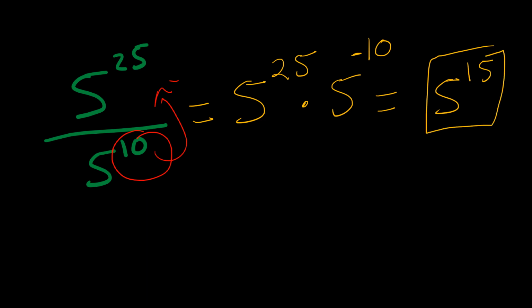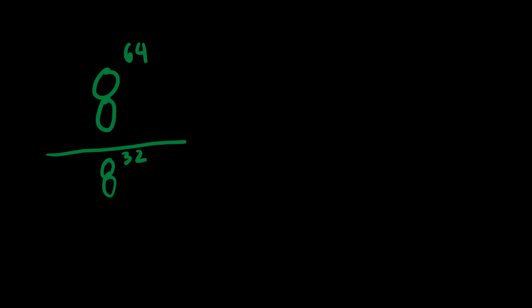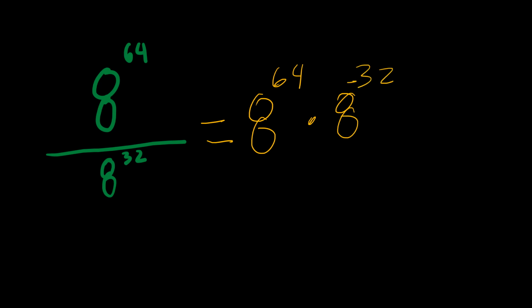Awesome. Let's do some more. Let's say we have 8 to the 64th power divided by 8 to the 32nd power. What do you think we're going to do? I thought I heard it back there. So we're going to rewrite this equation as 8 to the 64th power times 8 to the negative 32nd power, since we're bringing it up from the denominator to the numerator. And then we simply, same base, so we can add the exponents. And this will give 8 to the 32nd power.